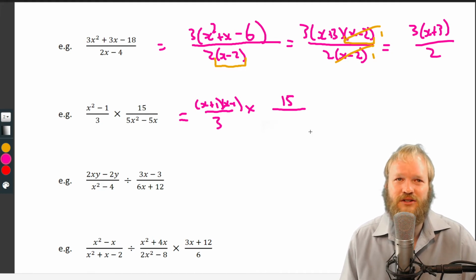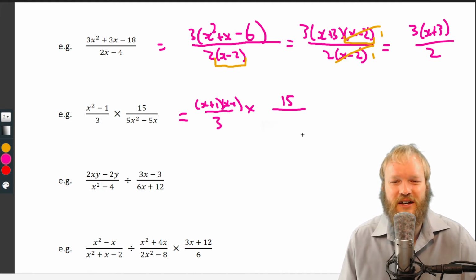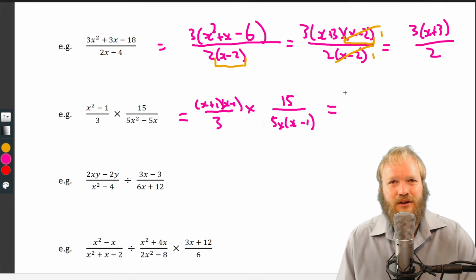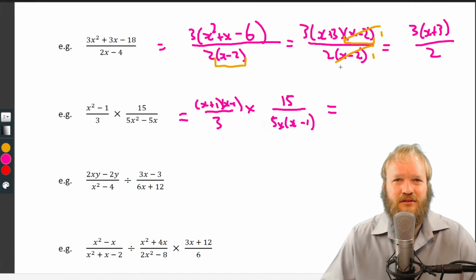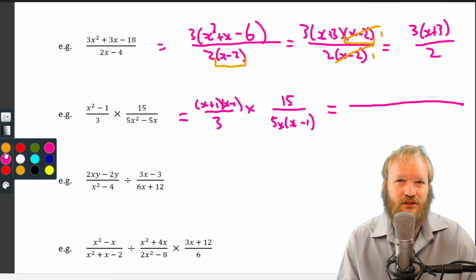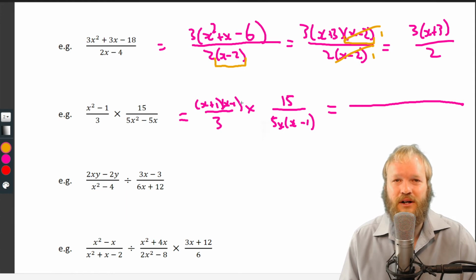Okay, 5x squared minus x. What's our highest common factor there? Well, it's 5x, and rather unsurprisingly, there's an x minus 1. You've probably done this cross-cancelling idea before. I'm going to show the in-between step to see why we can cross-cancel, and then we're going to cross-cancel all we like. The in-between step is: if we're multiplying, we multiply numerators.